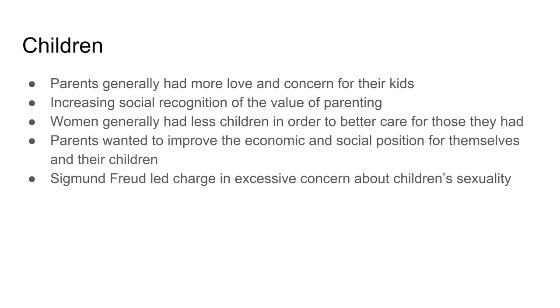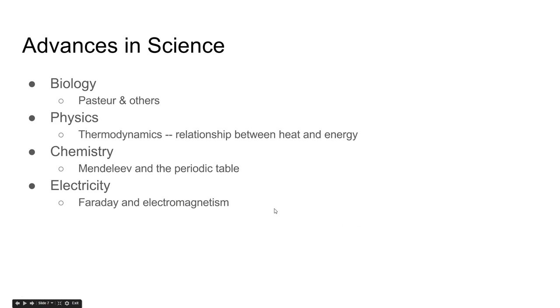And there's also kind of this overbearing parenthood that begins at this time, and the charge is kind of led by Sigmund Freud, who is a name you may know from psychology, and he begins to talk about children's sexuality and the Oedipal complex. And there's really just kind of this overprotection, overbearing, kind of puritanical attitude towards children and their sexuality at this time. And that's a result really of this more care and concern for their children. So we kind of have that leading to this excessive concern about what children are doing at the time.